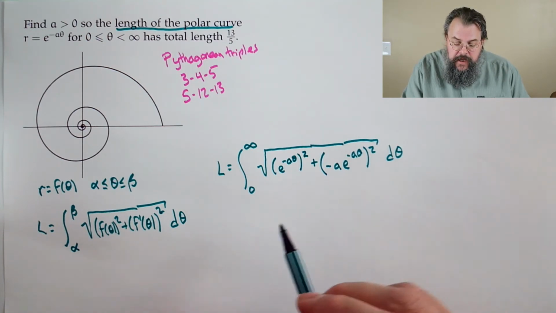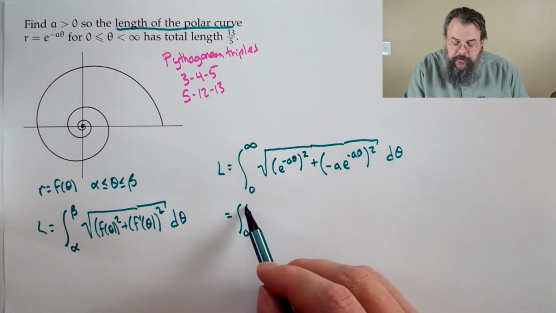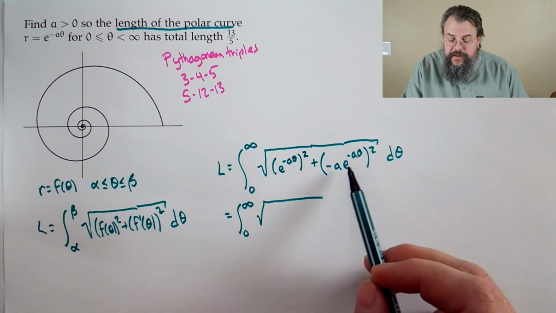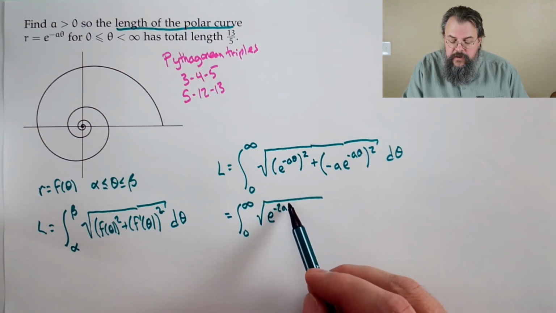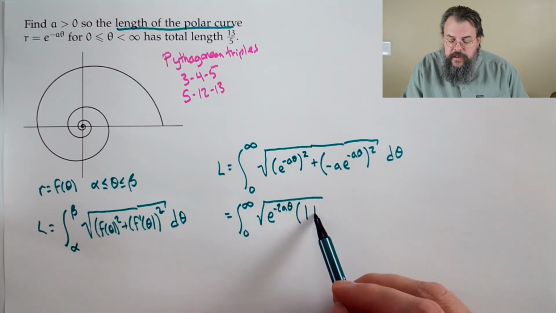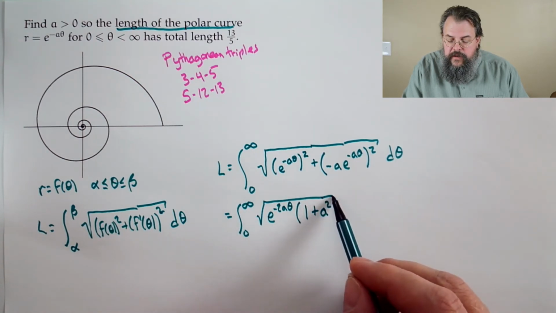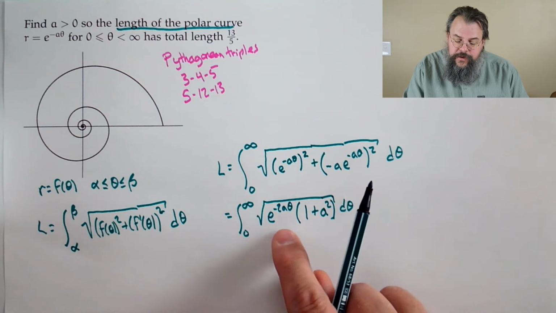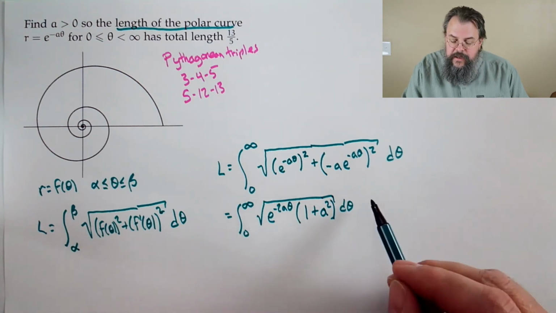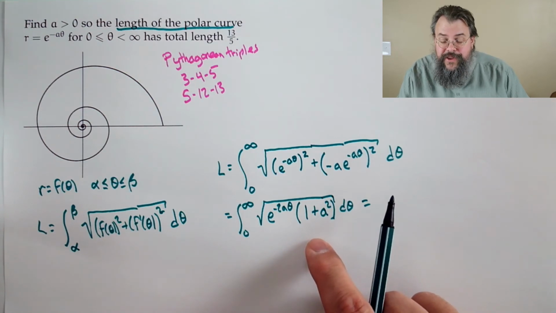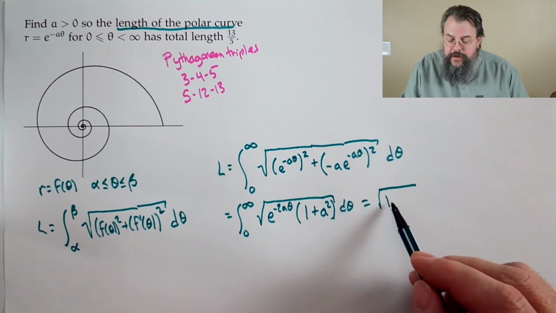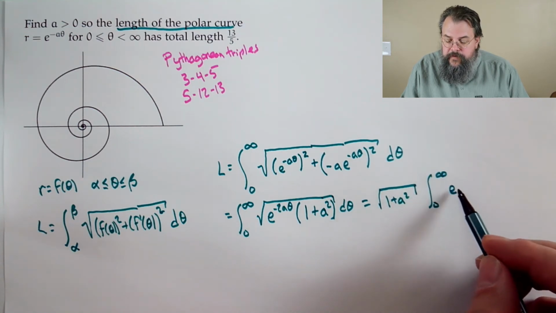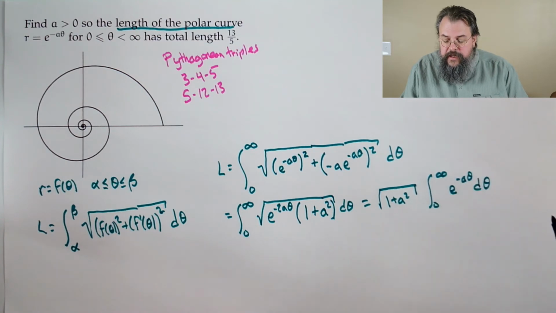Well, that's actually not so bad as integrals go. You'll notice that both of these terms have e to the minus 2a theta. So you could pull that out, and then you have a 1 and an a squared. All right, great. And hey, you can take the square root of the first and the square root of the second, and the square root of 1 plus a squared does not depend on theta, so that can go all the way out: square root of 1 plus a squared, and then the integral from 0 to infinity of e to the minus a theta d theta.